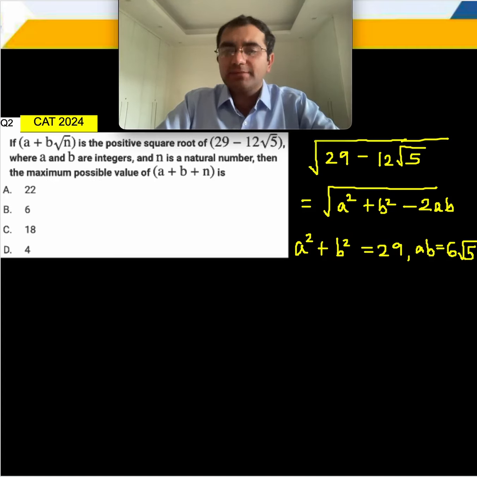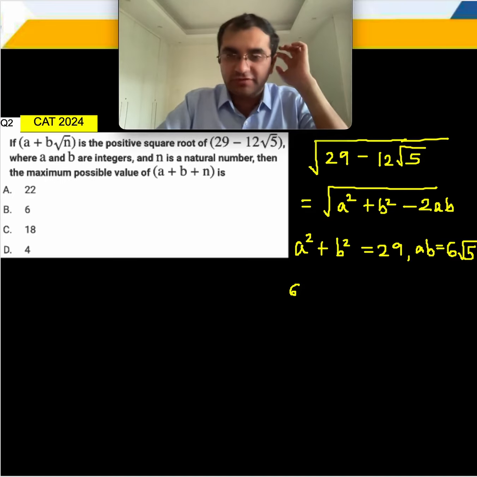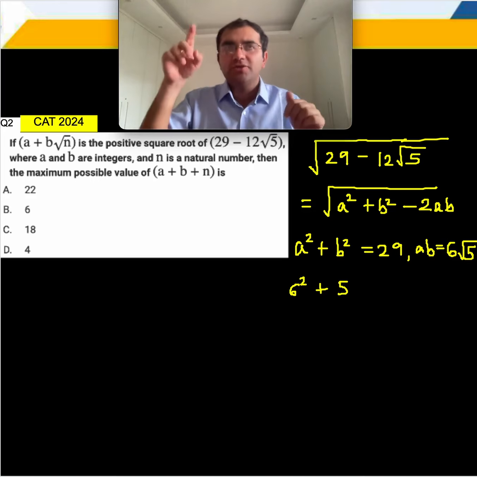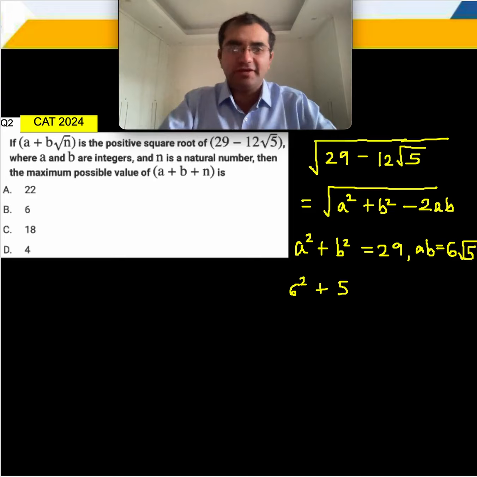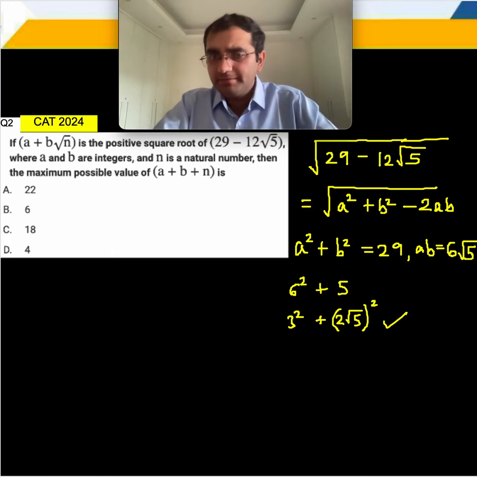Now I have to make some combinations out of it for a and b. If a is for example 6 and b is root 5, I get 6 square plus 5, which is not 29. Then I try something else, try to break it further. So I think of 3 and 2 root 5. So 3 square and 2 root 5 square. What is 2 root 5 square? 4 into 5, 20 plus 9, 29. This combination has worked. So now I have my a and b for calculation.